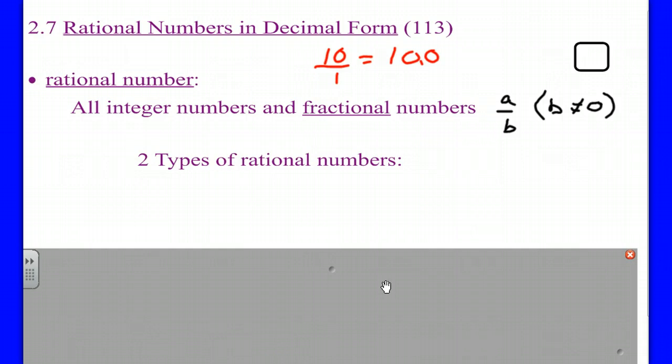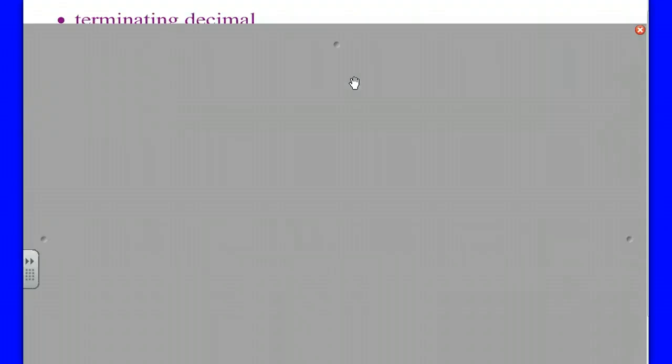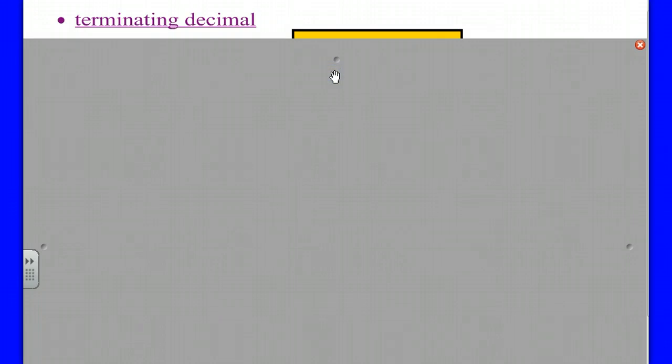When we go divide, we might have a number like 10. 10 divided by 1 is simply 10. And it just ends. It's 10. That's it. It's over. We call that type of rational number a terminating decimal. Like the Terminator.